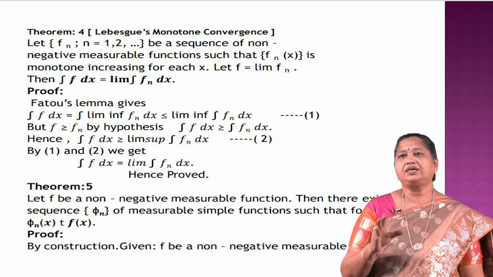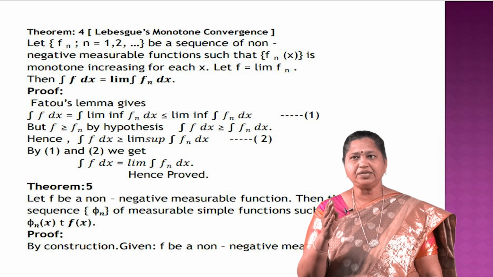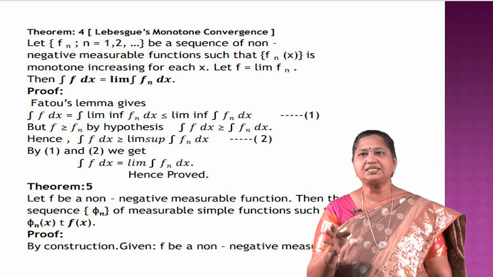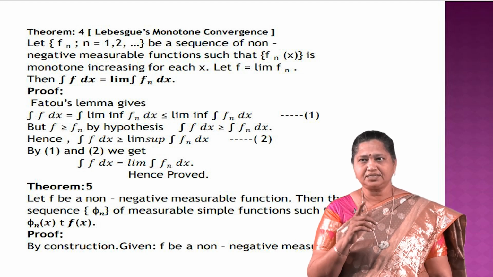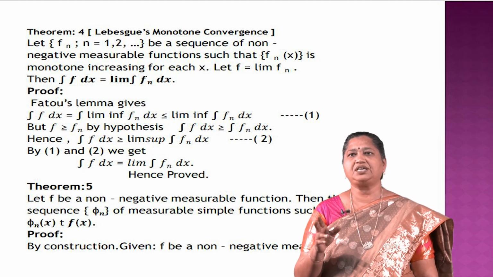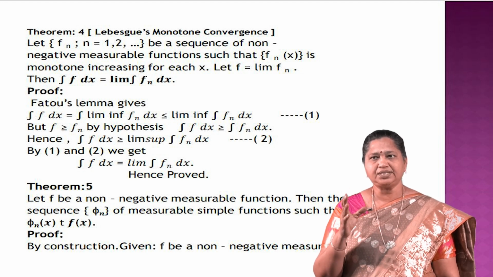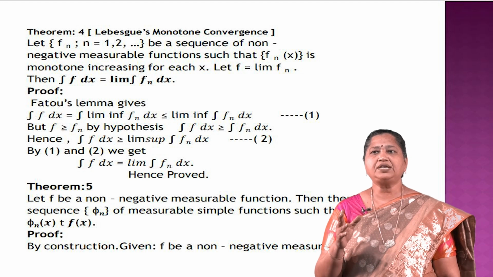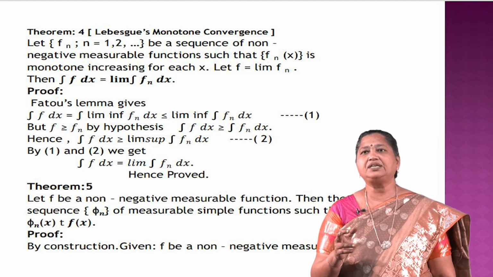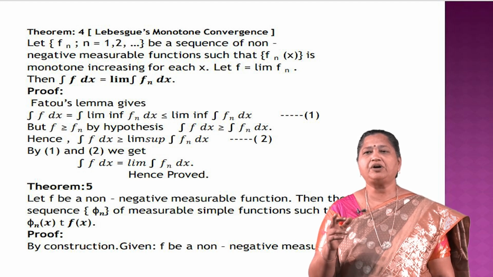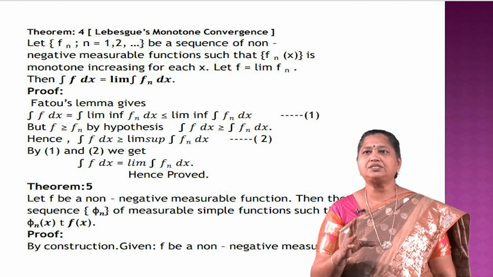So Fatou's lemma gives the result that the integral of f dx is equal to the integral of the limit infimum of f_n dx, which is less than or equal to the limit infimum of the integral of f_n dx. This line is taken as the first equation. Next, f is greater than or equal to f_n by using the hypothesis, so the integral of f dx is greater than or equal to the integral of f_n dx. Hence, the integral of f dx is greater than or equal to the limit supremum of the integral of f_n dx. That is equation 2. So you will be combining these two results.